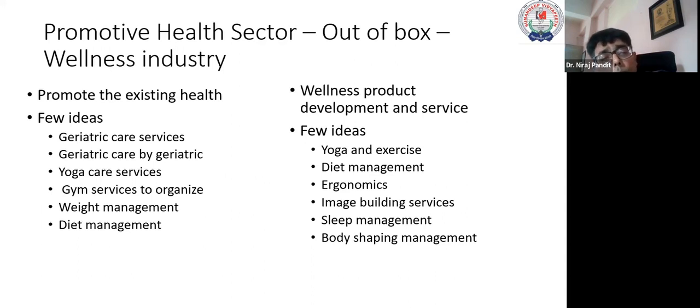Then this is very important, promotive health services and wellness products. Promotive is very important and upcoming. See, India is the youngest country currently, but soon, by 2030, when we reach a 5 trillion economy, around 27 or 30, we will become one of the oldest countries in the world, keep in mind, like Japan.